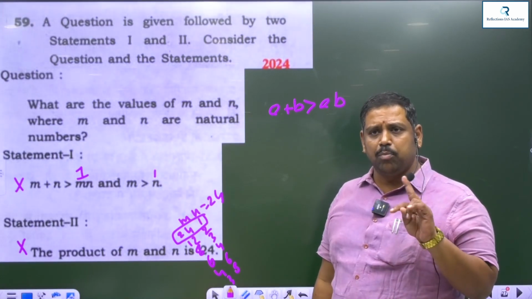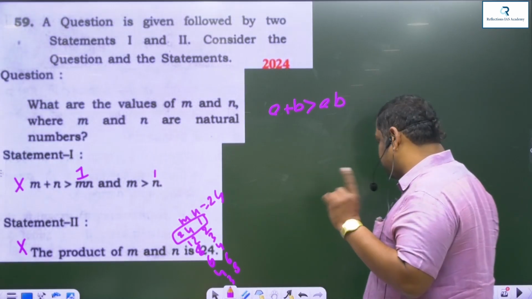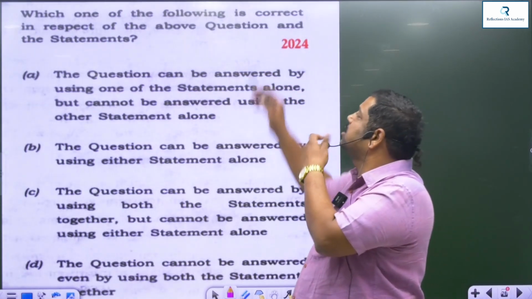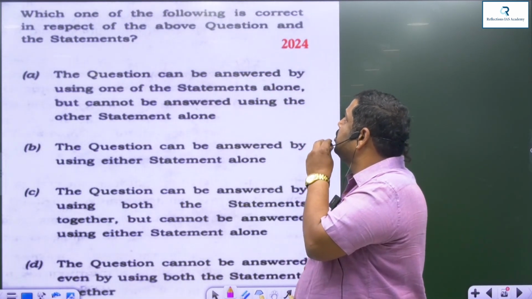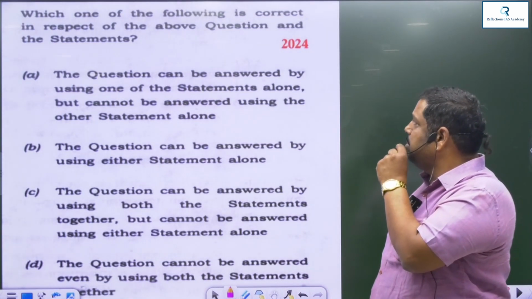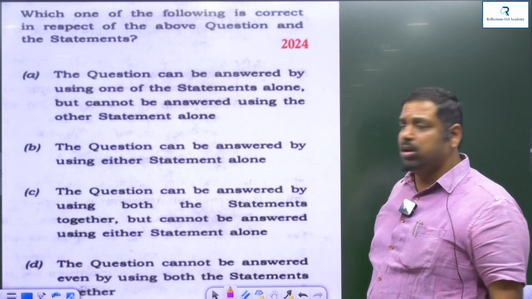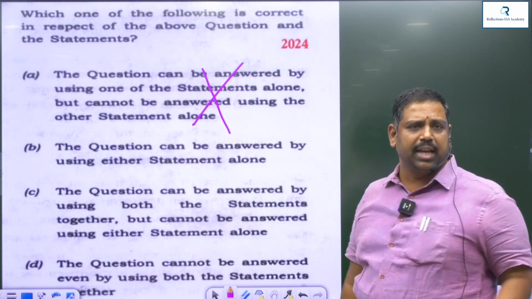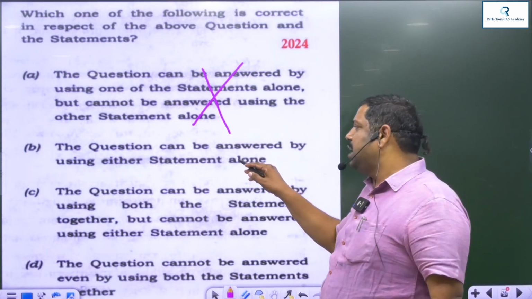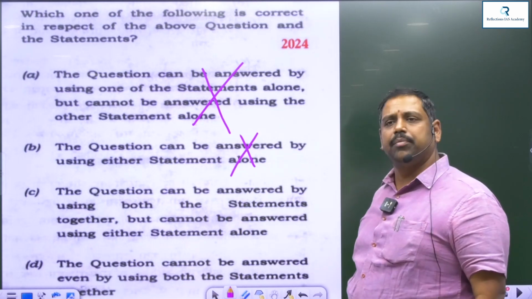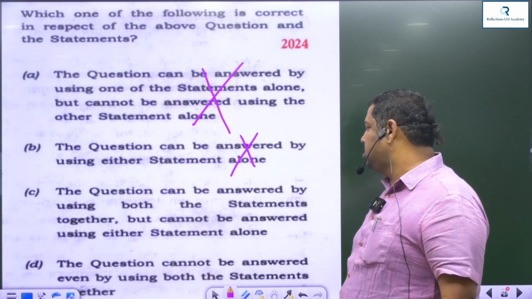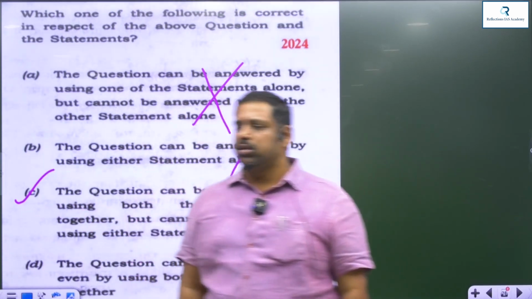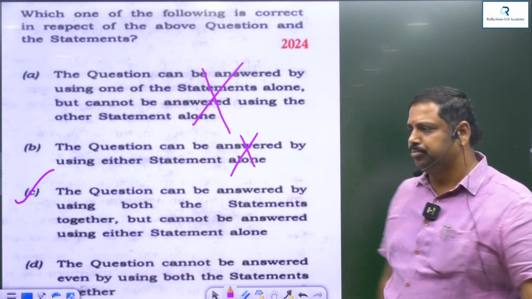When you got it? First one or second one or both together? Both together. Say it loudly. First one or second one or both together? Both together. Now observe. Which one of the following statements is correct in respect of the above question and the statements? The question can be answered by using one of the statements alone, but cannot be answered using the other statement alone. This is not the answer, right? You can't answer by using any one statement. The question can be answered by using either statement alone. No, I can't. The question can be answered by using both the statements together, but cannot be answered by using either statement alone. Single statement is not sufficient. Both are required, right or wrong? That is the answer.